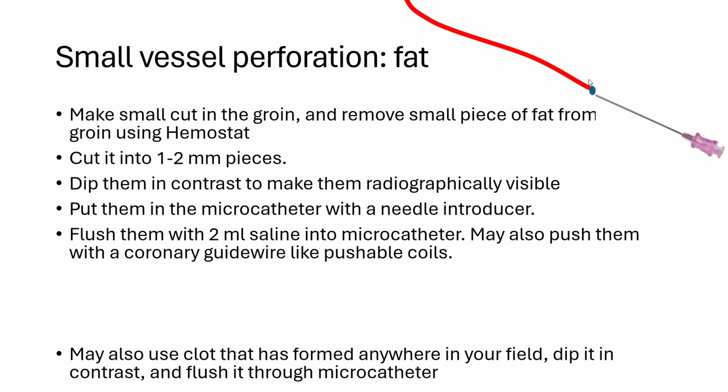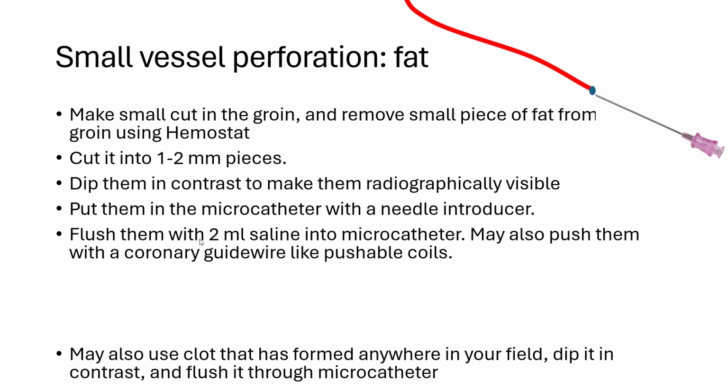You push those small fat pieces in the microcatheter with a needle introducer, typically while holding the microcatheter a little bit upside down, just because fat floats up in water. So you put it a little upside down, you put those small fat particles at the hub, and then you push them with a needle introducer inside the microcatheter.